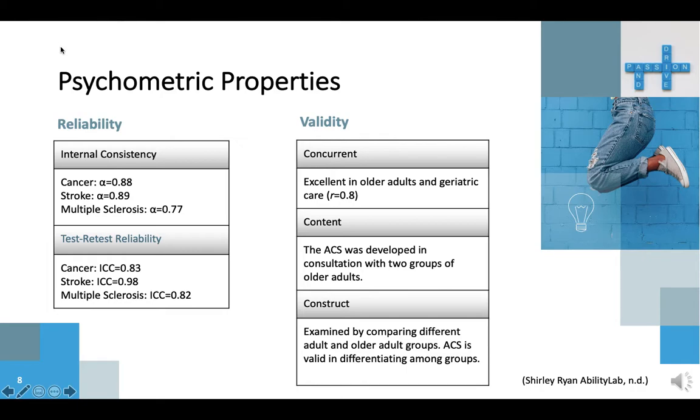However, no studies have examined the intra-rater or inter-rater reliability of the activity card sort. Now looking at validity, concurrent validity was shown to be excellent. Content validity was established because the activity card sort was developed in consultation with two groups of older adults. Construct validity was examined by comparing different adult and older adult groups. The activity card sort is valid in differentiating among groups.